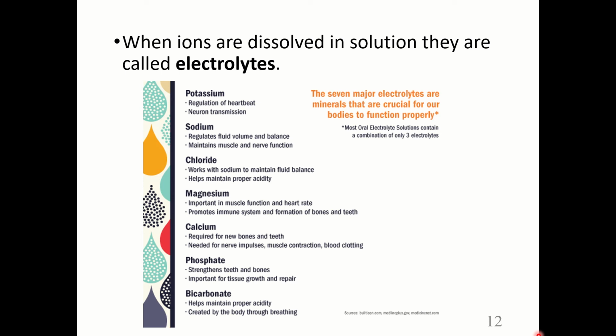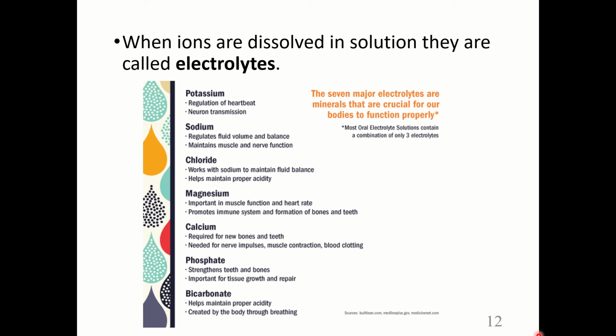Bicarbonate helps maintain proper acidity. It is used oftentimes as a buffer to neutralize acids in the body. And it is created by the body through breathing, and when it mixes with carbon dioxide in the blood, that's when it forms that important buffer system we'll talk about later.